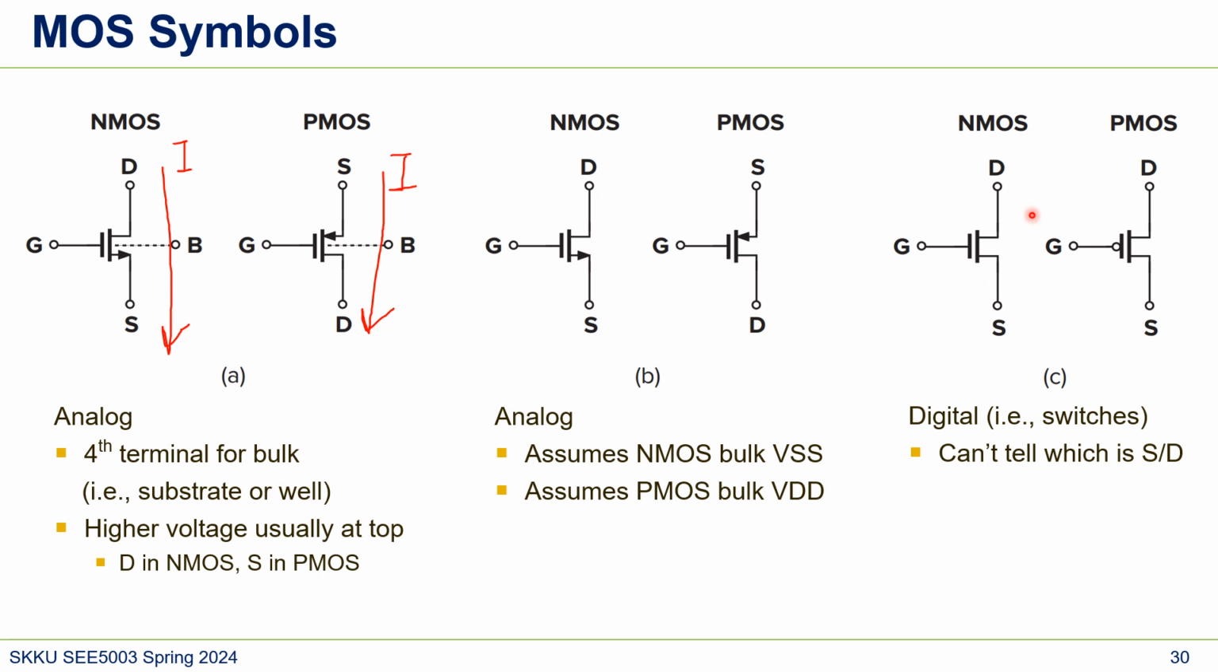So sometimes in digital, it's like 50 to 50%. Sometimes the current flows from top to bottom, but sometimes current flows from the opposite side. So that's why in digital, they don't differentiate between source and drain.